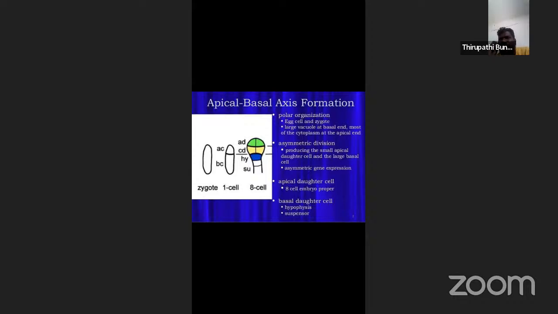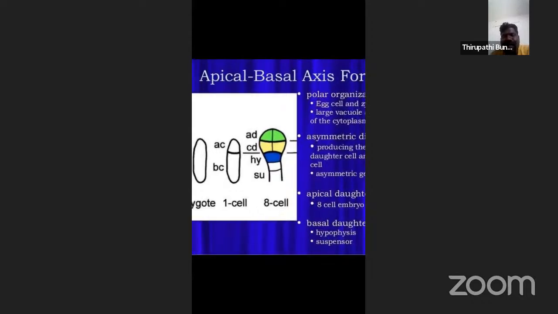The zygote forms a large vacuole at the basal end. The first diagram is the zygote. The zygote shows a two-celled condition: the apical cell on the upper side and the basal cell on the lower side. Then the apical cell divides again to form a four-celled T-type linear arrangement. The lower side has the basal cell, making an eight-celled condition, the apical daughter cell embryo. This condition is first called the proembryo. The two-celled condition is the proembryo.